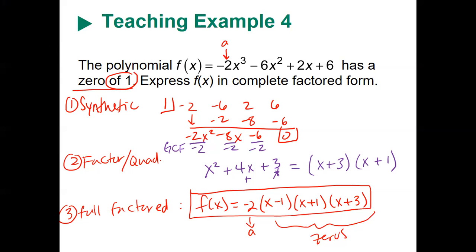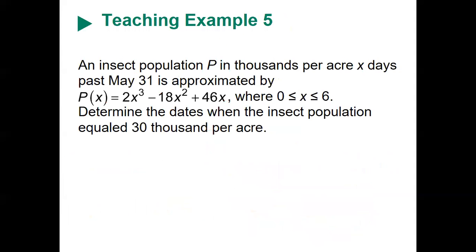All right. Any questions left? Good. All right, let's do a word problem. An insect population P in thousands per acre, x days past May 31st, is approximately P of x equals 2x cubed minus 18x squared plus 46x, where x is between 0 and 6. Determine the dates when the insect population equals 30,000 per acre.